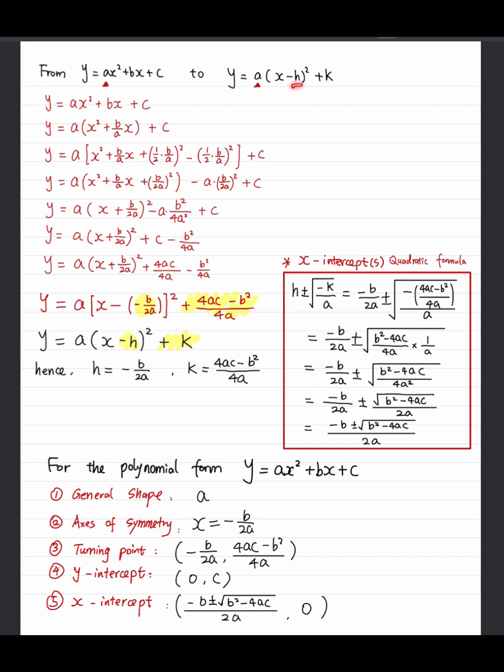However, here you have h and k, here you have b and c. They are not so obviously related. That's why I need to figure out what h actually represents in terms of a, b, and c, as well as how k is represented in terms of a, b, and c.